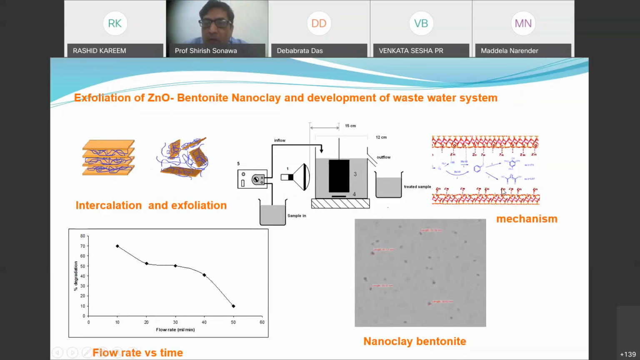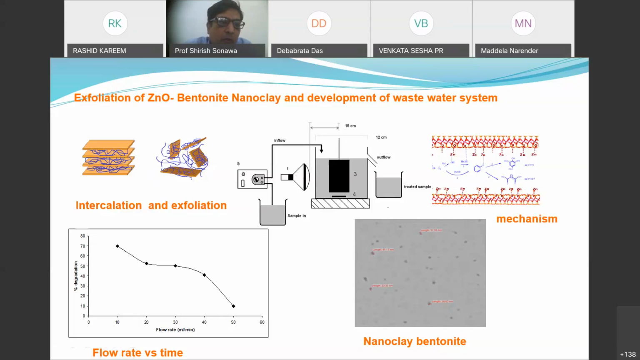Functional groups are present, so we can attach the long chain surfactant to that, and because of that, the overall cation exchange capacity is going to increase. For example, if you take normal clay, the cation exchange capacity may be around 60 to 70 milliequivalent per 100 g. But as you increase the functionalization using the large functional group surfactant, the cation exchange capacity is going to be almost 120 to 150.